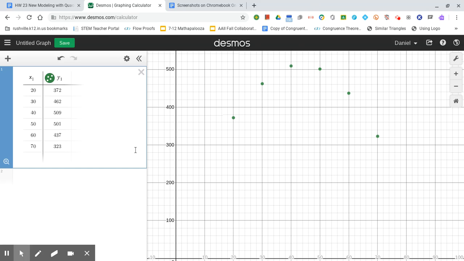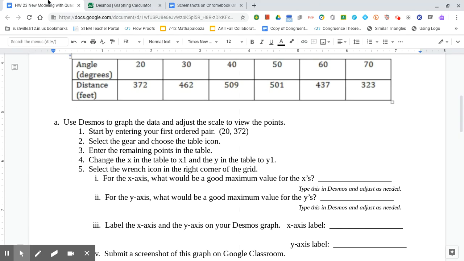Okay, so let's go ahead and get back to our screen here. We need to write in what we have used for our maximum x and our maximum y values in our window. So for x's, we change that maximum to 100. And for the y's, we change that to 550. Okay.